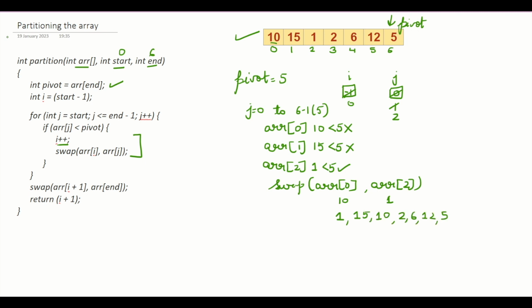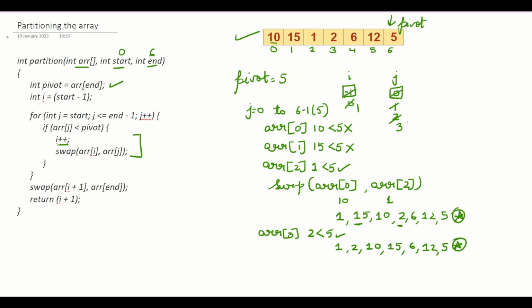Next we have the value of j as 3 and we compare ARR of 3. ARR of 3 is 2. 2 less than 5 condition is also true. So we are going to increment the value of I. We make it 1 and we will swap the values at indices 1 and 3. So this is index 1 and this is 3. And after this step my array will be containing these set of elements. So these are the changes that I've made in the array.